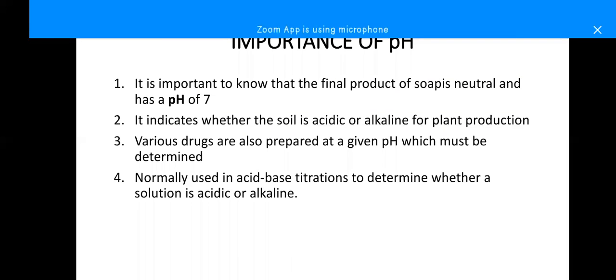Now, the importance of measuring pH. How important is it to measure pH? One, it is important to know that the final product of a neutralization reaction is neutral. There's a mistake there. Likewise, salt is also a neutral entity. Sorry. It's supposed to be the final product of salt is neutral, not soap.